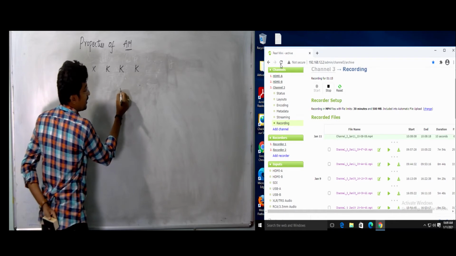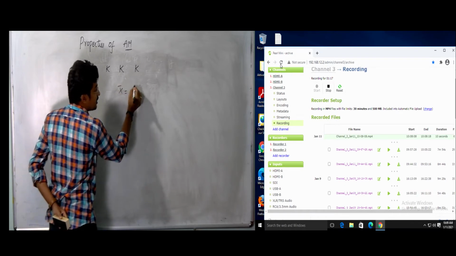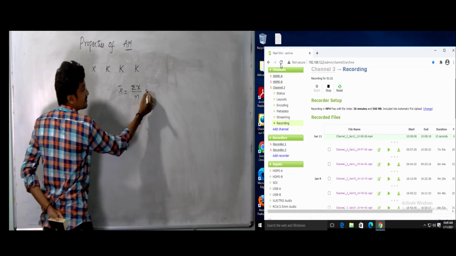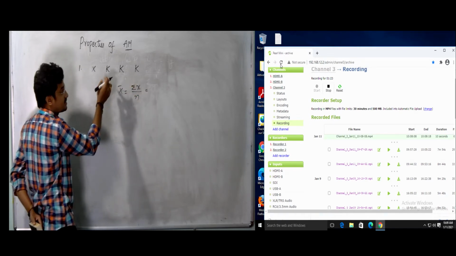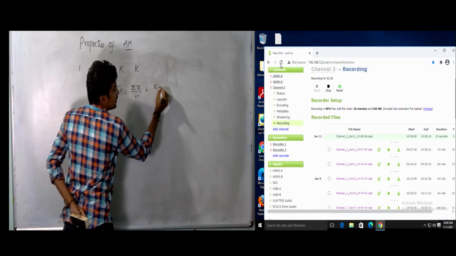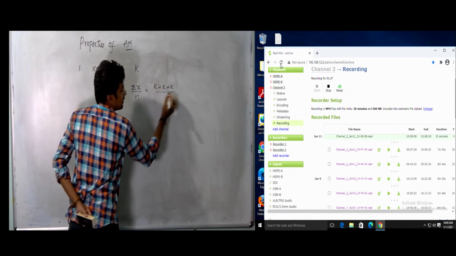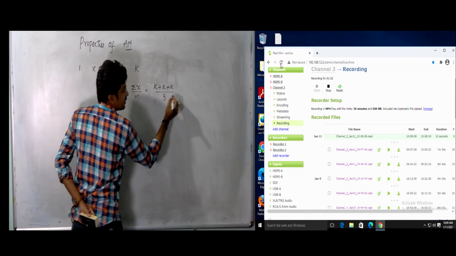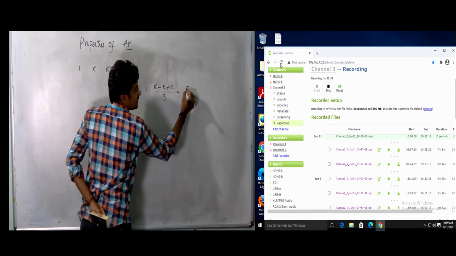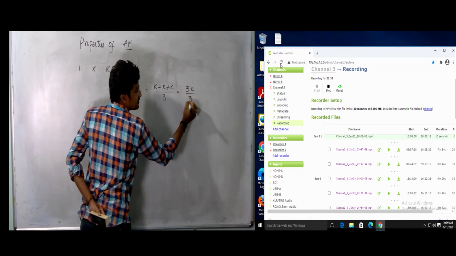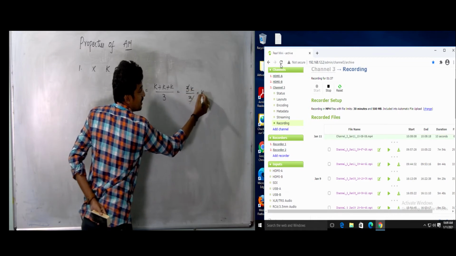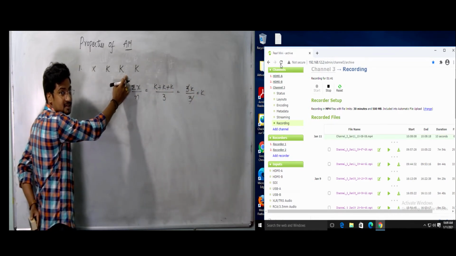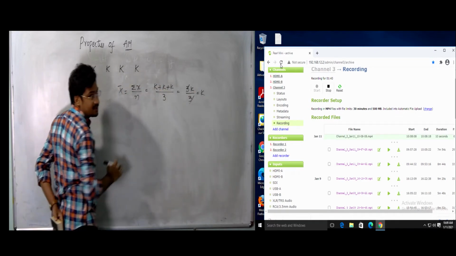For example, x bar formula: summation x by n. Summation x means sum of the observations. k plus k plus k, divided by number of observations 3. k plus k plus k is 3k by 3. The 3 cancels. The answer is k. So if all the observations of a variable take the same constant value k, then the arithmetic mean is k.